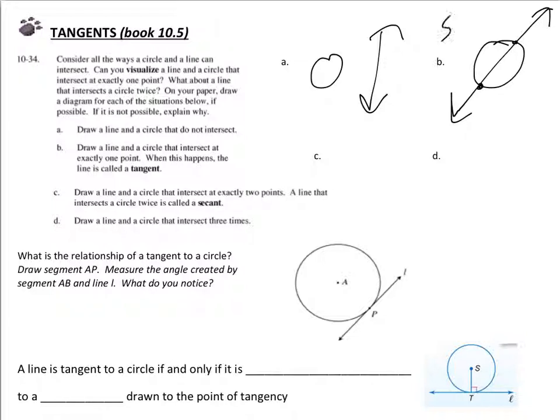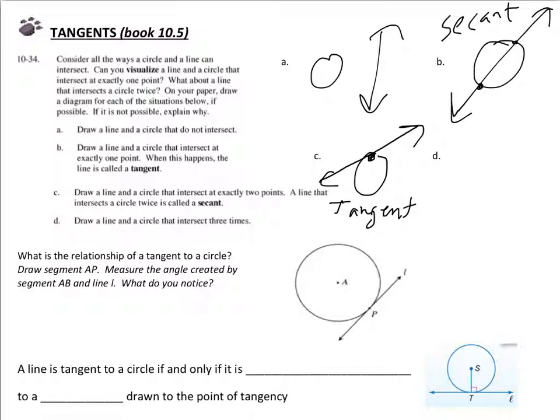This is called a secant, a line that intersects a circle in two places. Now, what we're going to focus on today is a line that intersects a circle at exactly one point. This is a tangent line.